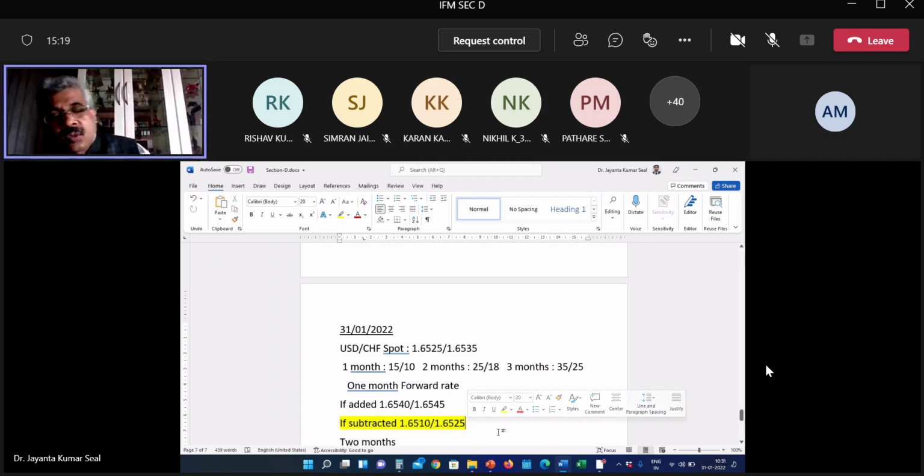I repeat, these two rules are written in the slide. So what are the two rules? One is offer rate or ask rate must be more than the bid rate.